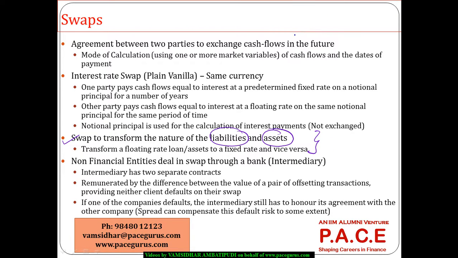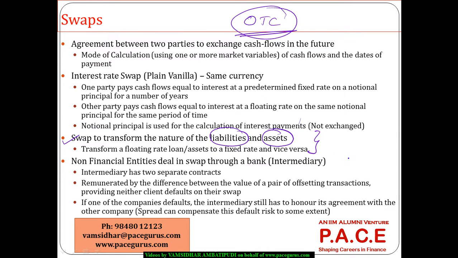So the banks can really play according to the requirement, balance out between the fixed and the floating assets and the liabilities using the swap transactions in the over-the-counter market. As we know, majority or almost all the swap transactions happen only in the OTC market, right?